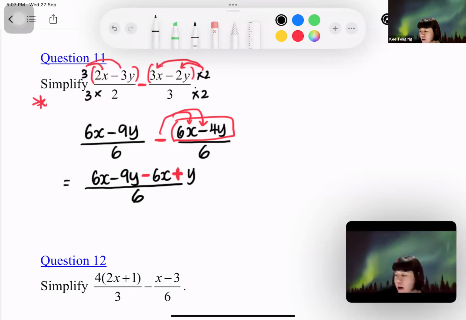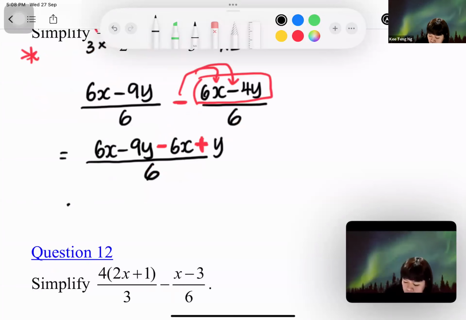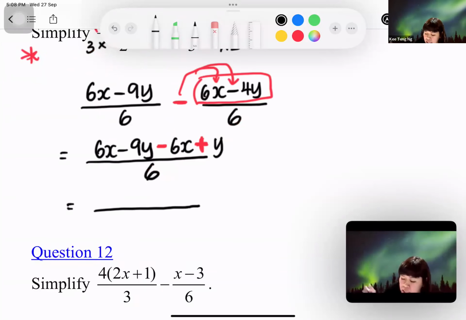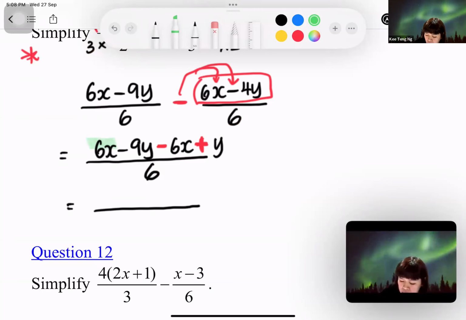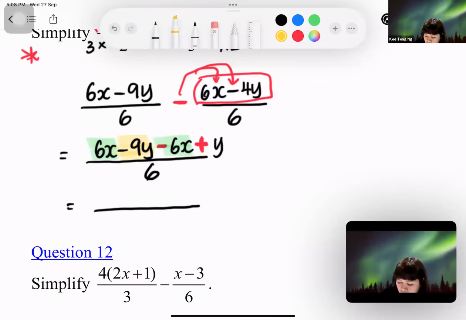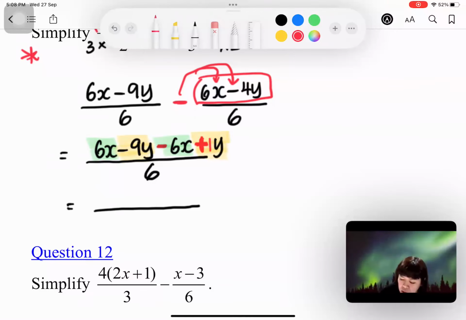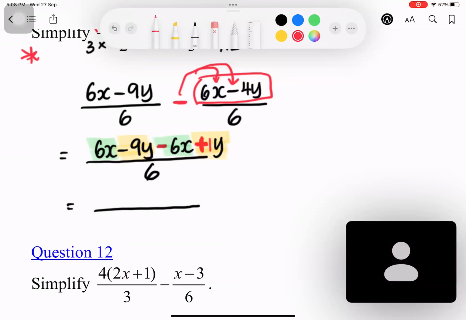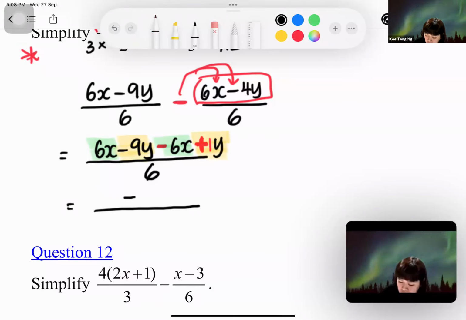All right, then let's continue. So now when we do multiply, this one will become plus y. Let's combine these into one single fraction. 6x minus 6x. Is there any more 6x? No more already. Negative 9y plus y. What is negative 9y plus y? Negative 8y. A negative 8y over the number 6.